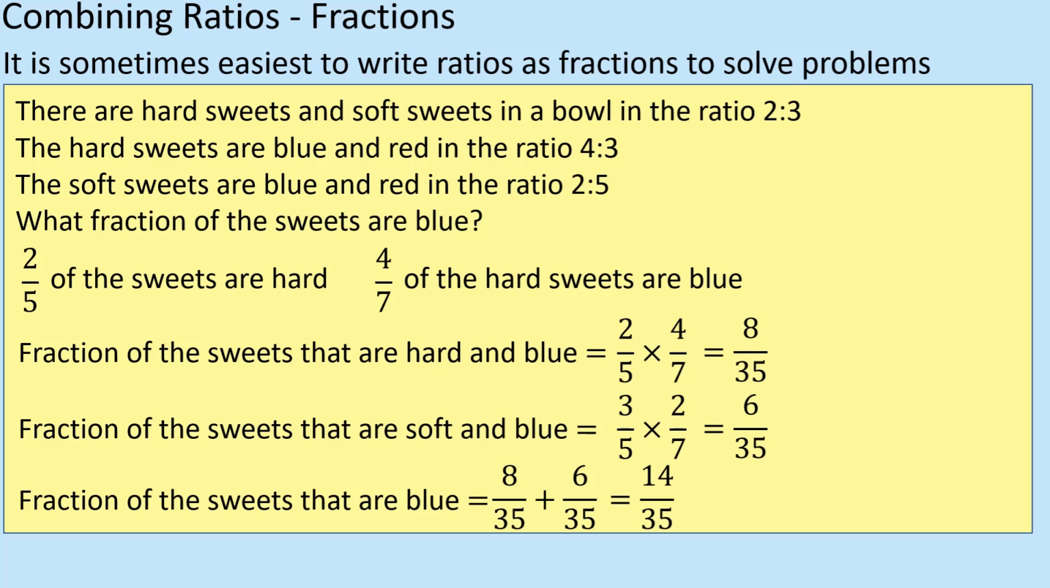Like I said, sometimes it's easier to write ratios as fractions, especially when we're trying to figure out a fraction of an amount, but it could be a specific number as well. We're just converting these ratios into fractions to allow us to do the calculations, which is what we're after here. So that is combining ratios and fractions.